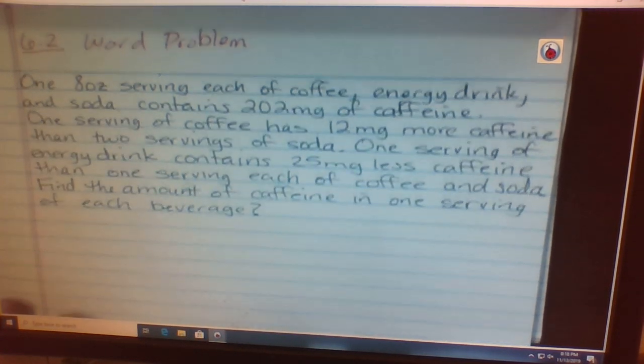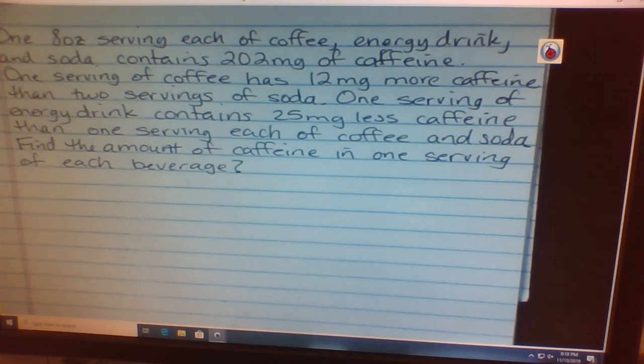Okay, so this is the first problem you're going to do for 6-2. It looks exactly word by word like this. The only thing that's different is that 202, that 25, and that 12. So just the way we set this one up, you're going to set it up the same way, just change those numbers. So first thing, is the 8 ounce important? No, it's just telling you each serving is 8 ounces. That's it. So the first sentence says each coffee, energy drink, and soda contains 202 milligrams. So 1 serving of each, 1, 1, and 1, is 202 milligrams.